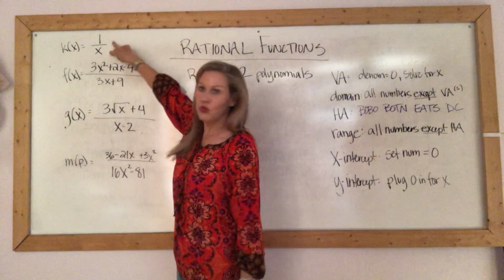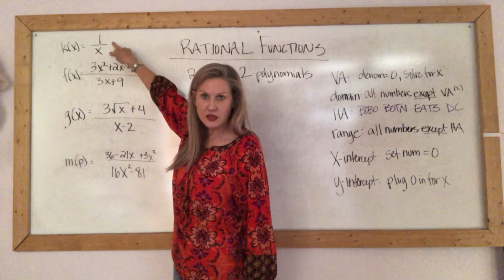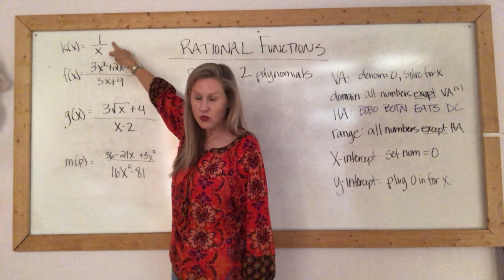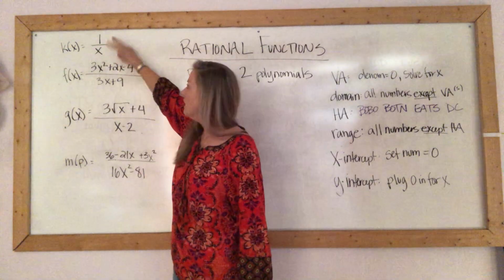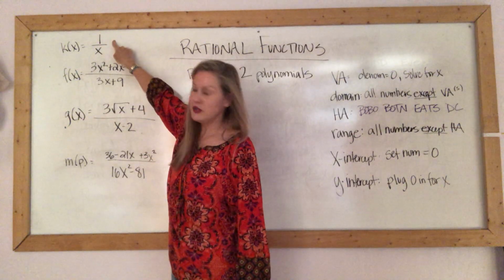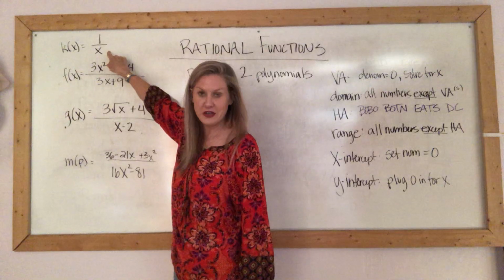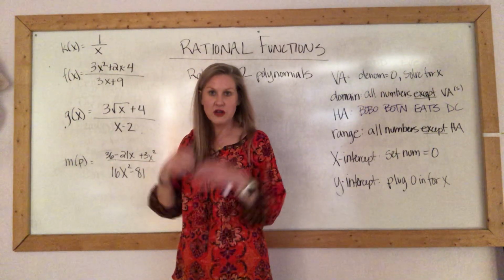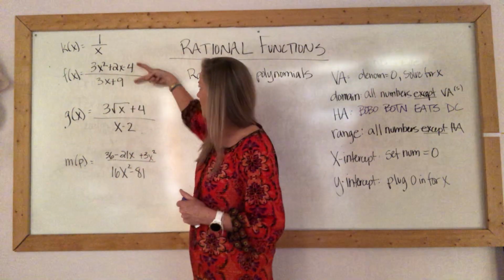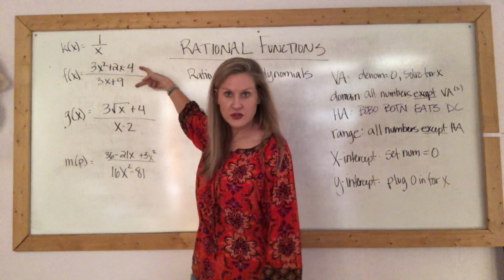This over here, 1 over x, is a very simple, very plain, stripped down, well-behaved rational function. 1 is considered a polynomial. X is considered a polynomial. I've stacked them on top of each other. Poof, a rational function.